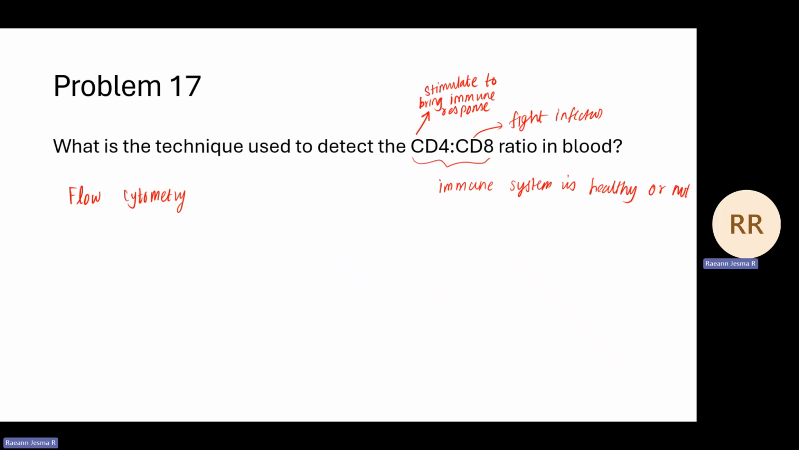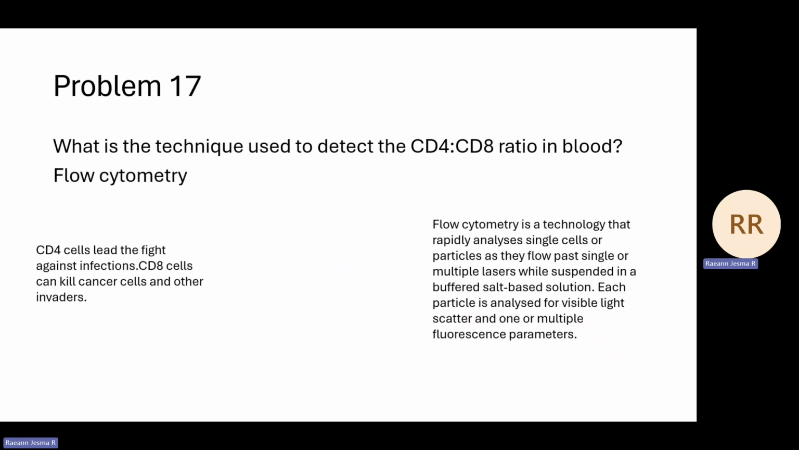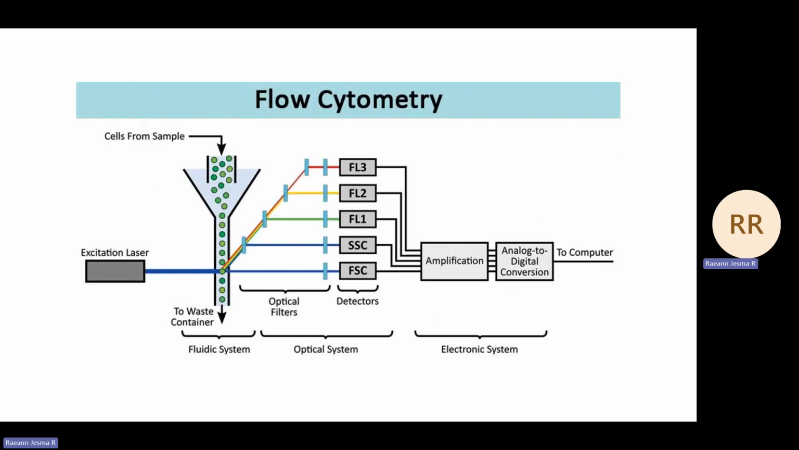Okay. So if you are taking a blood sample, we measure the number of CD4 cells and CD8 cells by using a technique called flow cytometry. Here you can see the figure for flow cytometry. This is a basic block diagram of a flow cytometer.